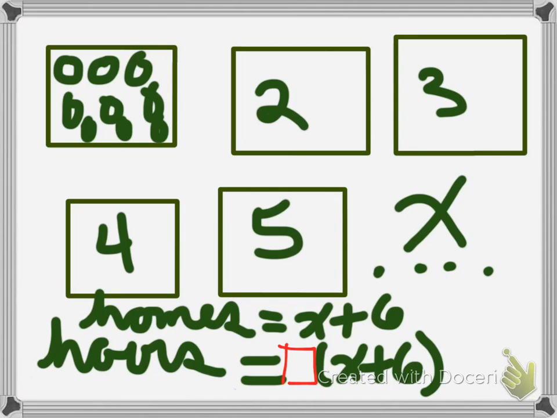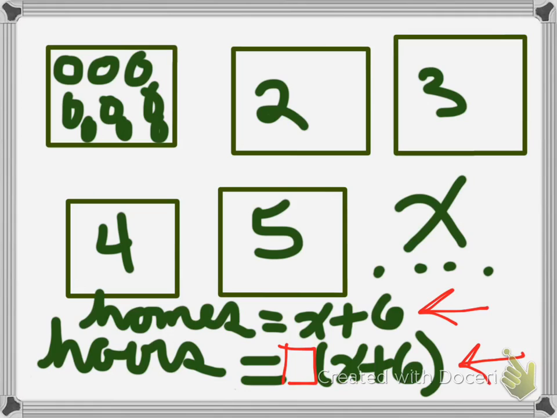So in task 3A, it says we already know X represents the number of communities, so that's the first one. Determine the 2 other expressions used to represent the number of homes. Well, I just gave you that one. That one's right there. And then it says and the number of hours to build each home. Okay, so that's that one right there.